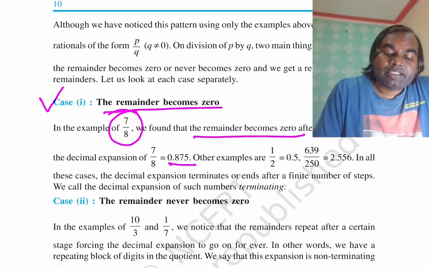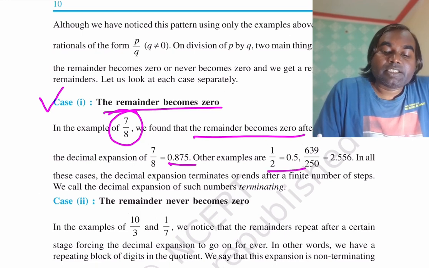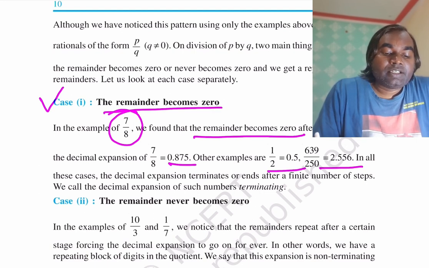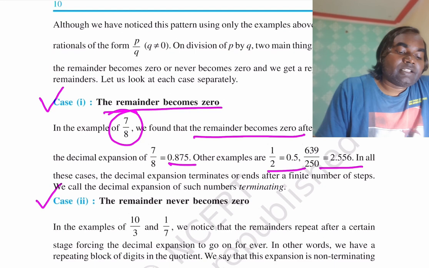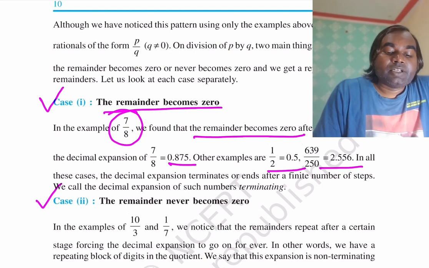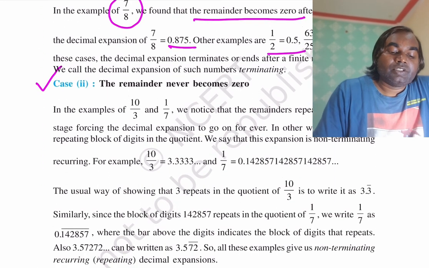Also we can see this type of example in the case of 639 divided by 250. So these are the complete results. There is no repetition, there is no recurrence, and this type of decimal expansion is called terminating. And now we'll take the case where the remainder never becomes 0.